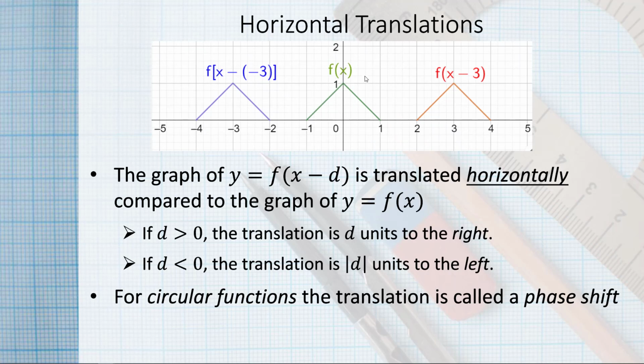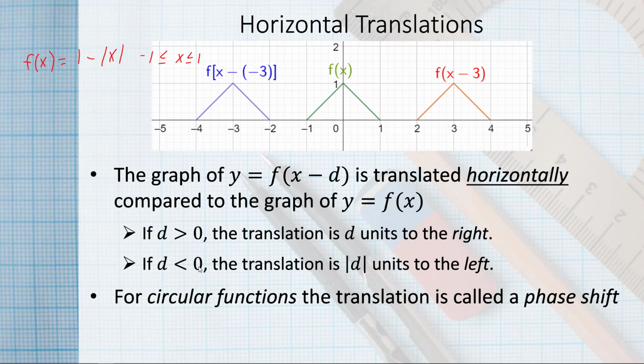Right here we have a graph of a basic function. This function really is nothing more than 1 minus the absolute value of x when x is defined between -1 and 1. Now, if I take this function and change the argument from x to x minus d, then this function is going to translate horizontally, as you can see. And if d is positive, like if d is equal to 3, then f of x minus 3 is going to be a translation of my base function to the right by 3 units.